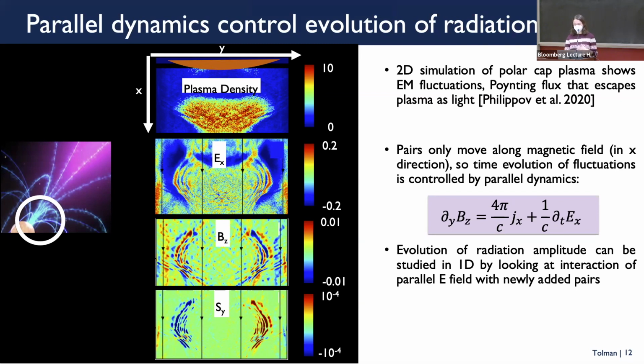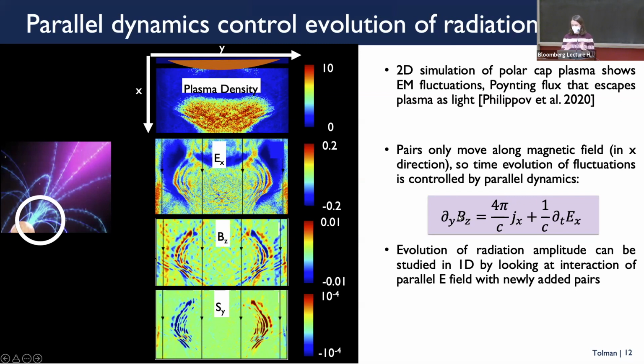So this is a complicated two-dimensional process, but we're really interested in zeroing in on what's important about the interaction between the waves and the radio emission that you observe. And it turns out that what's important is the parallel dynamics, right? So the pairs in this process are going to move only along the magnetic field, which is in the x direction in the plots that I've shown here.